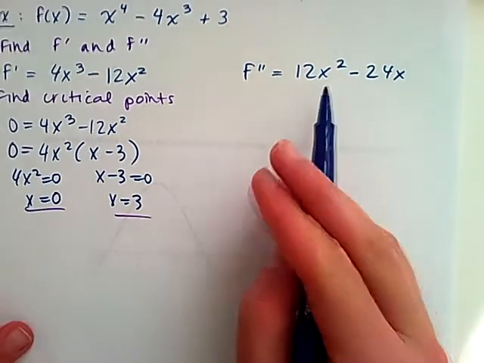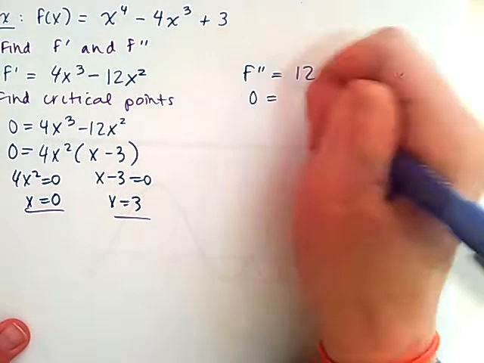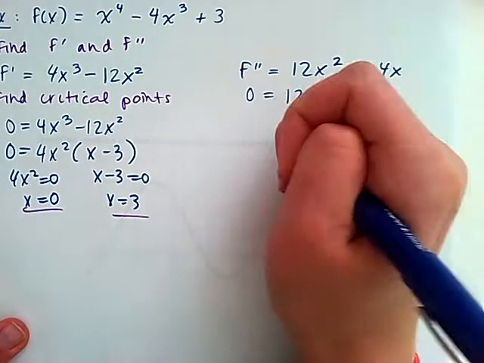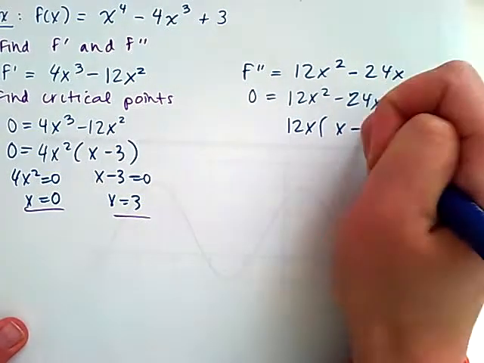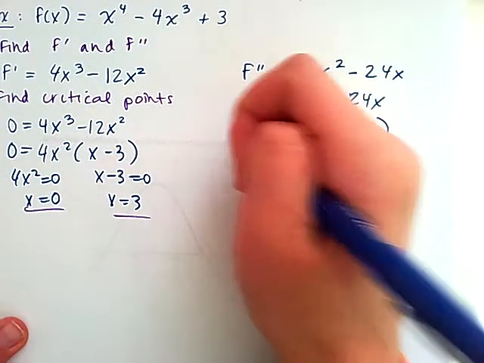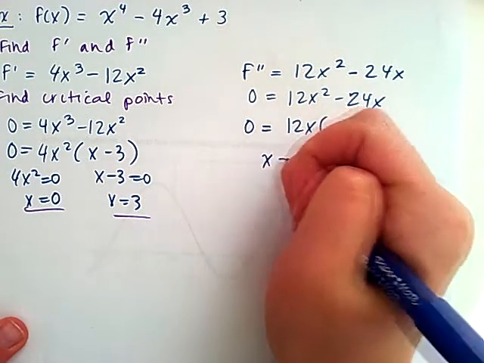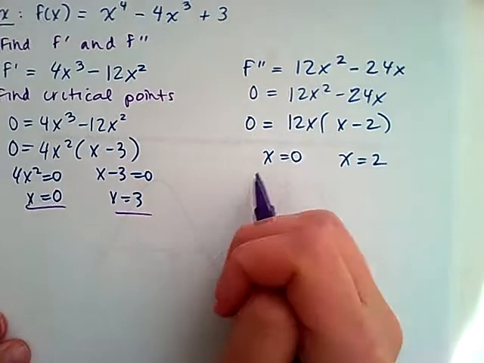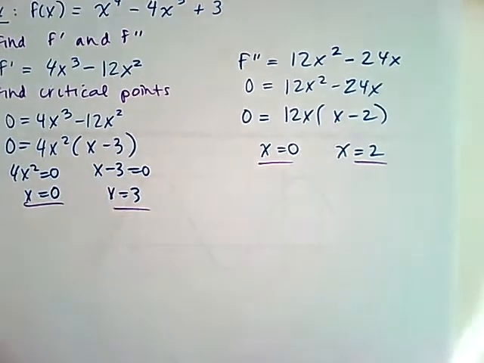I'm going to do the same process with my second derivative. There's a GCF here as well: it's 12x. What's left is x minus 2. When I set each of those equal to 0, I get x equals 0 or x equals 2. Now notice one of these critical points, 0, is the same for both.